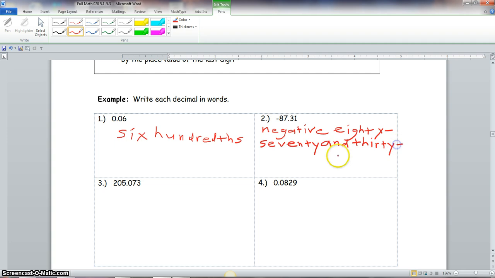We need to use our hyphen. We have 31. And the 1 is in what place? You're correct. It's in the hundredths place. So we had negative 87 and 31 hundredths. Okay, now number 3.